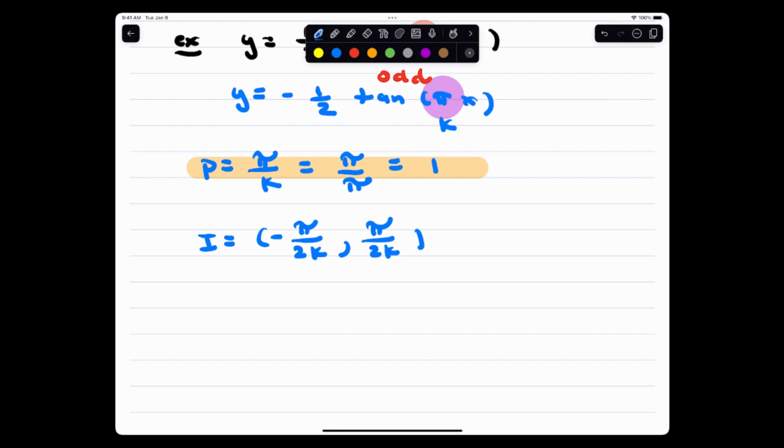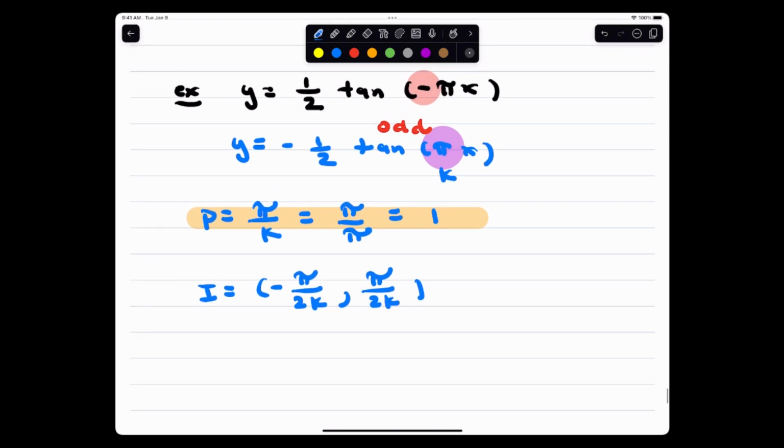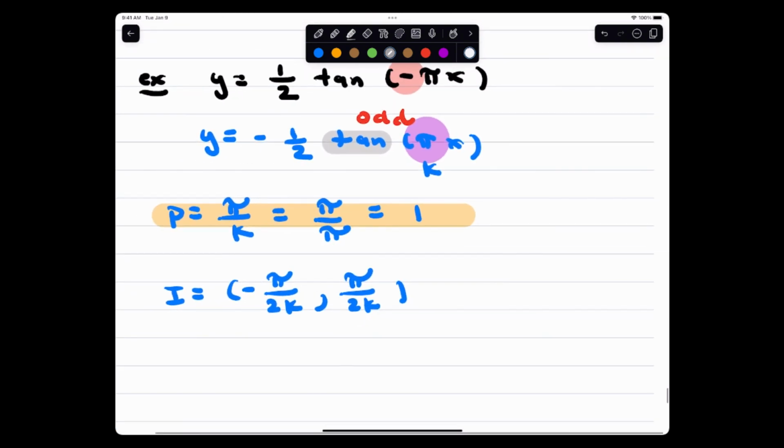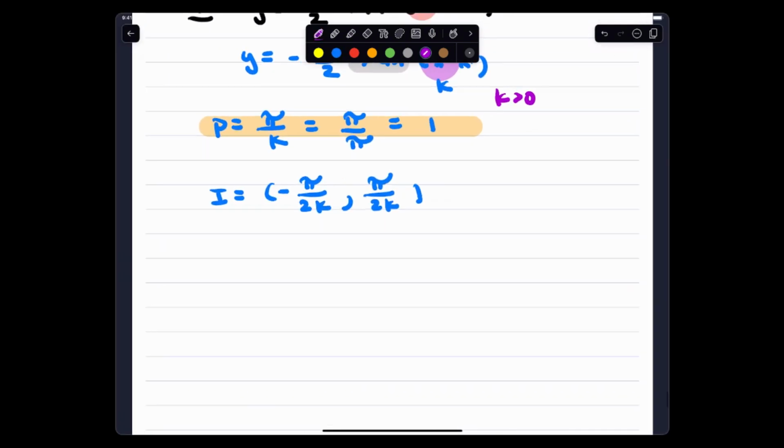That's the definition, because the curve is the tangent curve. This isn't sine. This isn't cosine. So you have a different period formula and a different interval of one cycle. What is k again? Pi. Didn't k always have to be positive? Is that true? So k was positive. Okay, k is pi.